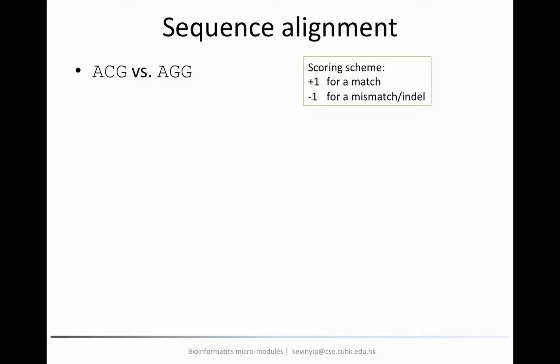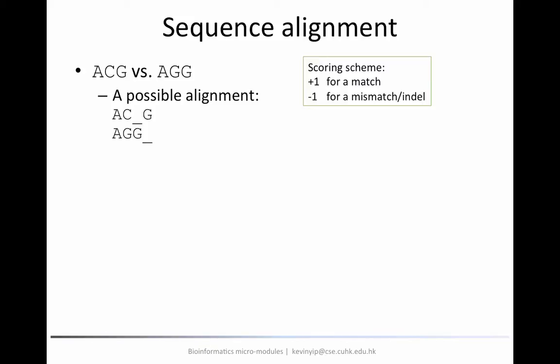Suppose we are given these two short sequences, ACG and AGG. In sequence alignment, we want to add gaps to these two sequences, such that in the final gap-filled sequences, the two sequences have the same length, and we cannot find any one single position with only gap characters in both sequences. For example, this is one valid alignment.